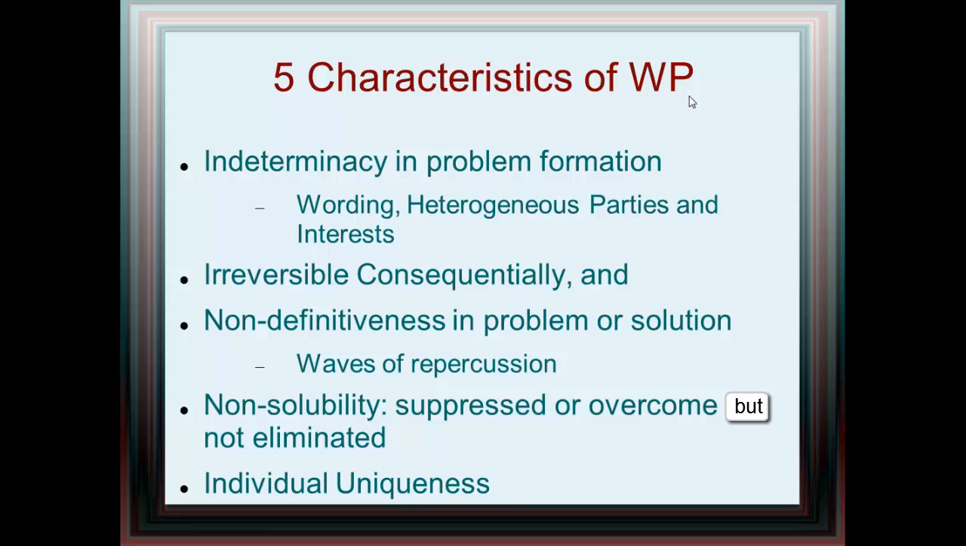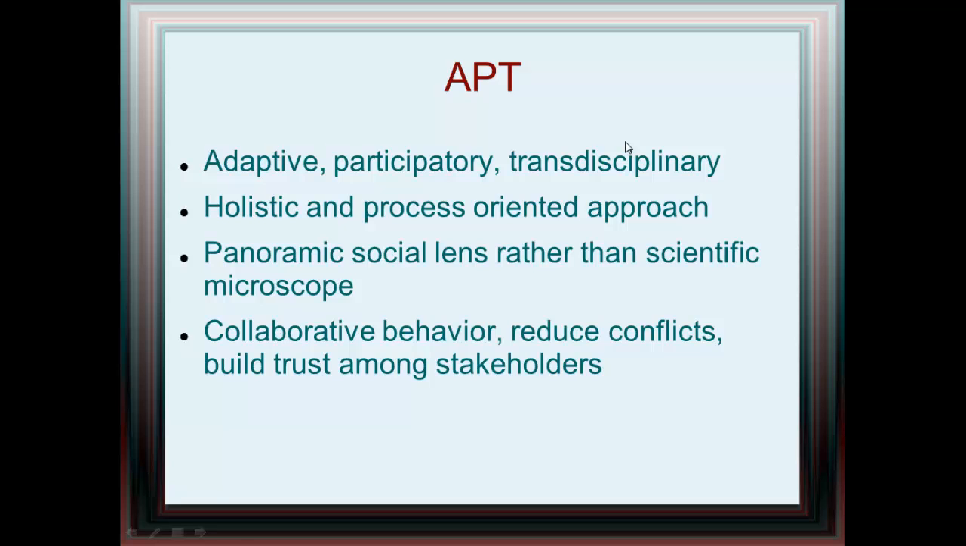And there's also a non-definitiveness of problem or solution, and because this problem will come on again and again, we don't really know where it starts or when it will end. Finally, it's non-solubility. There's really no way to ultimately solve this problem. We can only suppress it or overcome it, but we cannot eliminate it. And finally, each is individually unique. That's, again, the example I was using before, that traffic in LA is not the same as traffic in New York. So this article argues for, instead of just being aware, actually dealing with these problems in an adaptive, participatory, and transdisciplinary manner. And that way we need to look at the problem holistically and look at it as a process as opposed to a problem, and see how we can approach it in that manner.